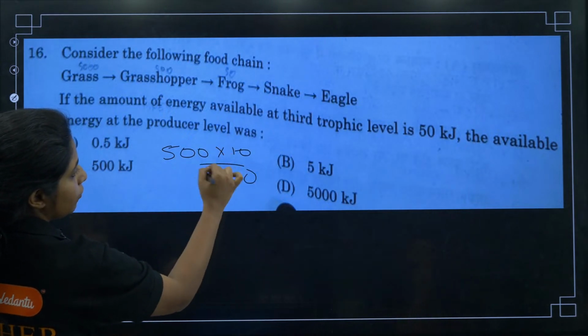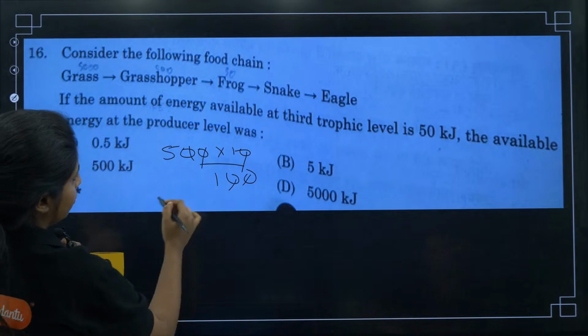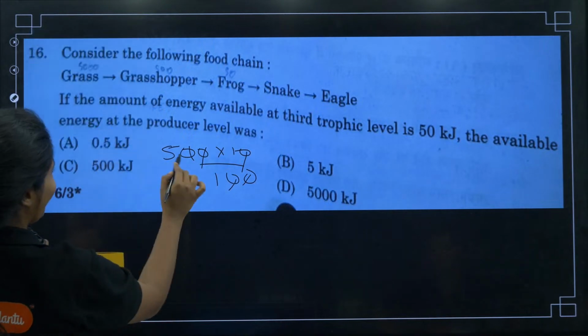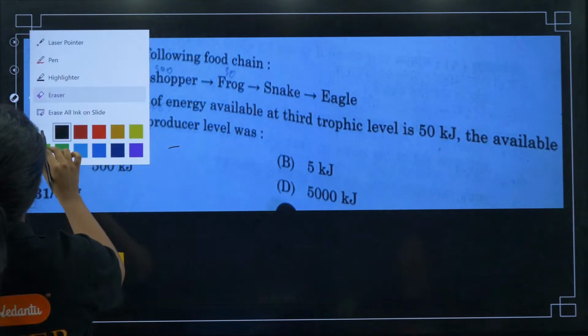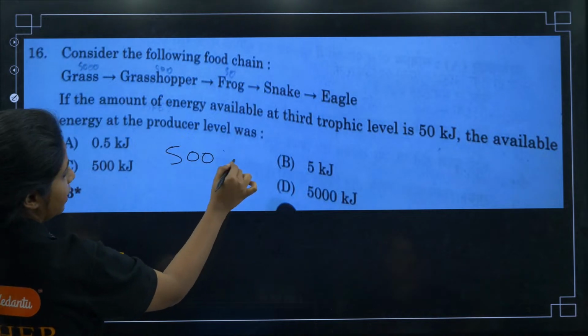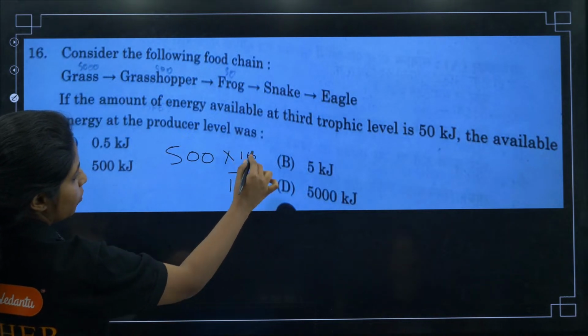It is basically 50. Oh, did I cut? I cut all the zeros. Just a second, okay. I'm so sorry. So what would 500's 10% be? 0, 0, 0.